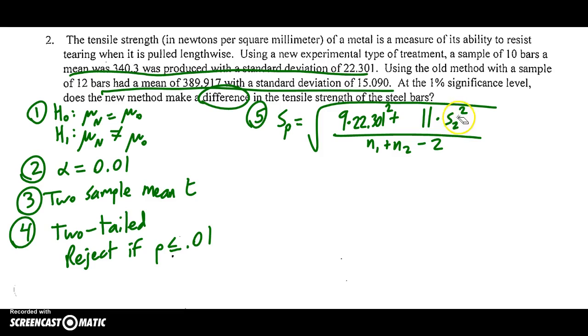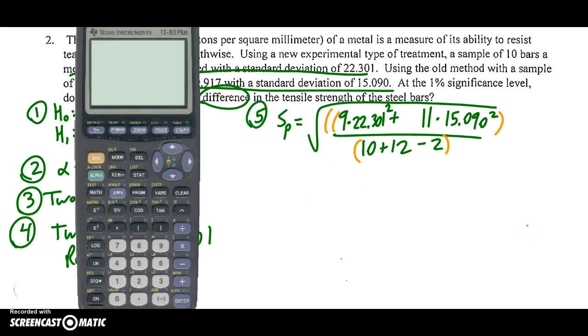Times whatever that second standard deviation is squared, which is 15.090 squared, over the bottom part, which will be 10 plus 12 minus 2. Okay. So, here's where I'm going to go to my handy-dandy calculator. Remember, your calculator will put a parenthesis there automatically. If you put a parenthesis there, and there, and then there, and there, you should do just fine. It shouldn't create any problems.